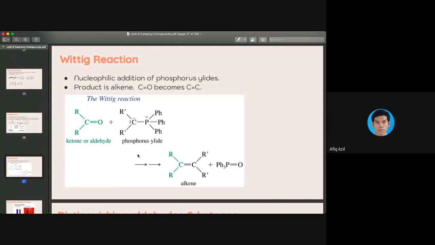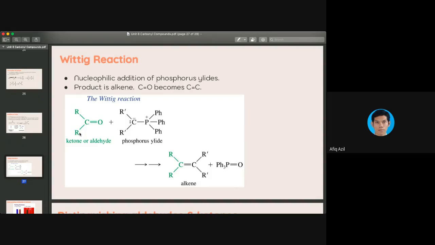Sorry for that. Okay, and to the last type of reaction, which is the Wittig reaction. This is basically a nucleophilic addition of phosphorus ylide. So what is a phosphorus ylide? This is the structure of phosphorus ylide. It's slightly complex, but the product you are going to get is an alkene.